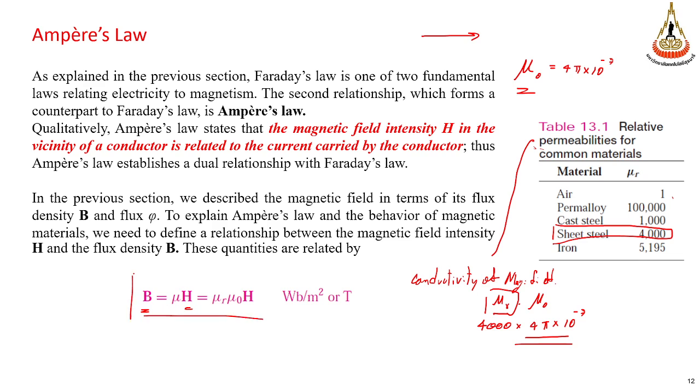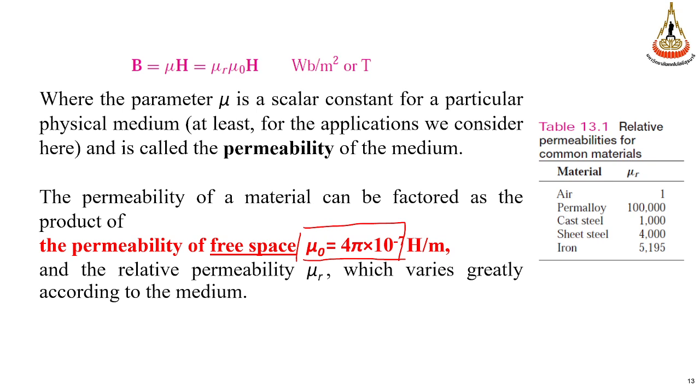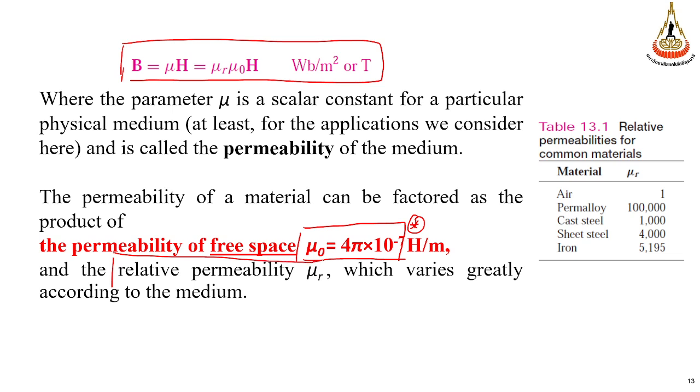So this is the relation between B and H. The unit of B is Weber per square meter, or Tesla. Okay, now we have this relation, and this is for free space here. And we can use relative permeability to represent different types of material.